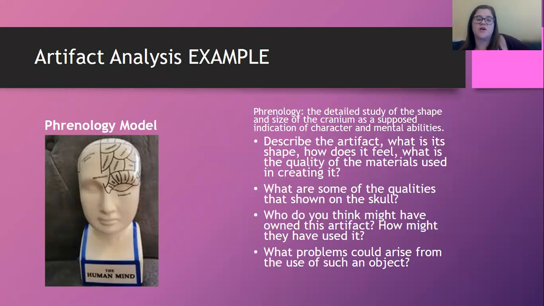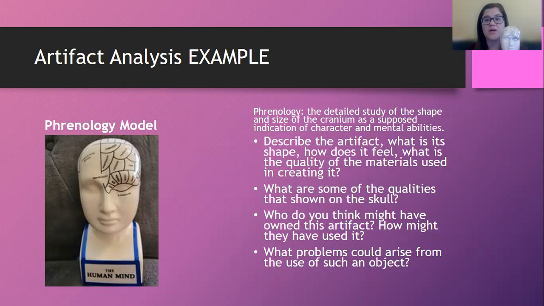But this is a phrenology model, and I'm being really nice and telling you what it is, because otherwise you're going, there's a weird head with some writing on it. Phrenology, and I'm also providing you the definition here, is the detailed study of the shape and size of the cranium as a supposed indication of character and mental abilities. Okay, so this is a thing. I don't know if you knew it existed, but it existed. I wanted you to know that before I asked you these questions.